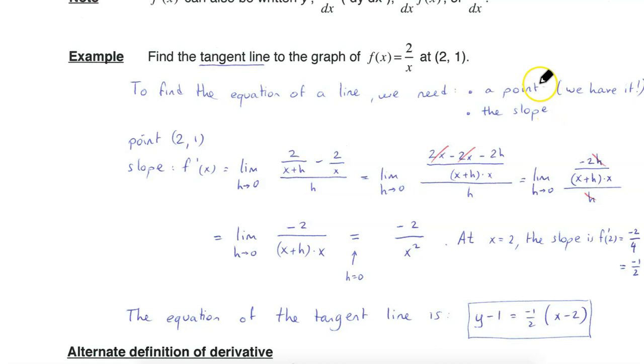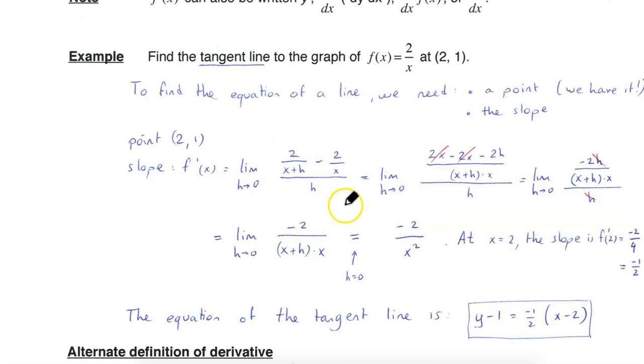So the point is given, we have it, it's right here, (2, 1). And the slope, well, perfect. The slope is exactly what we were talking about above. The slope is going to be f prime at x equals 2. So to find f prime of x, I use the definition of the derivative. It's the limit as h approaches 0 of f of x plus h minus f of x, all over h.